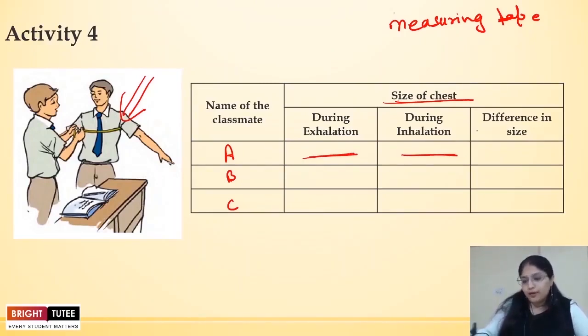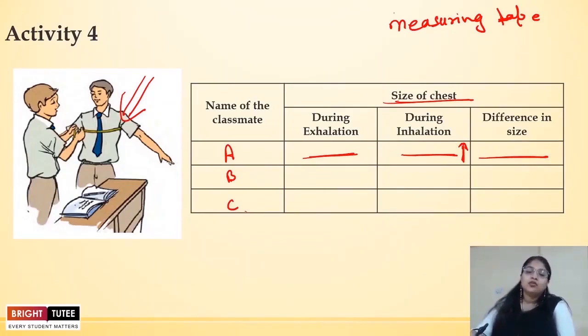When you have measured both of these, you will find that during inhalation the chest size was more as compared to the chest size during exhalation. You will be able to find the difference between the two, and you can note it down in this particular column. Do this activity with all your friends and compare the chest size during inhalation and exhalation. It will explain the expansion that takes place during the inhalation part of your breathing, right?